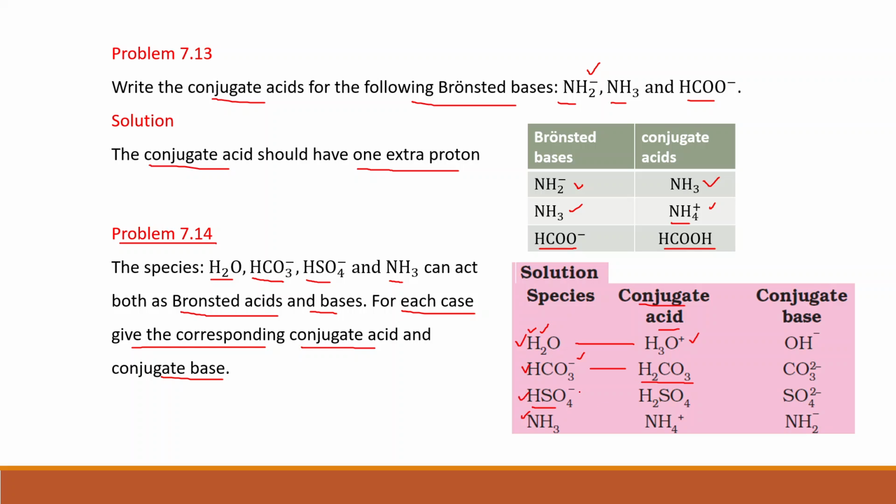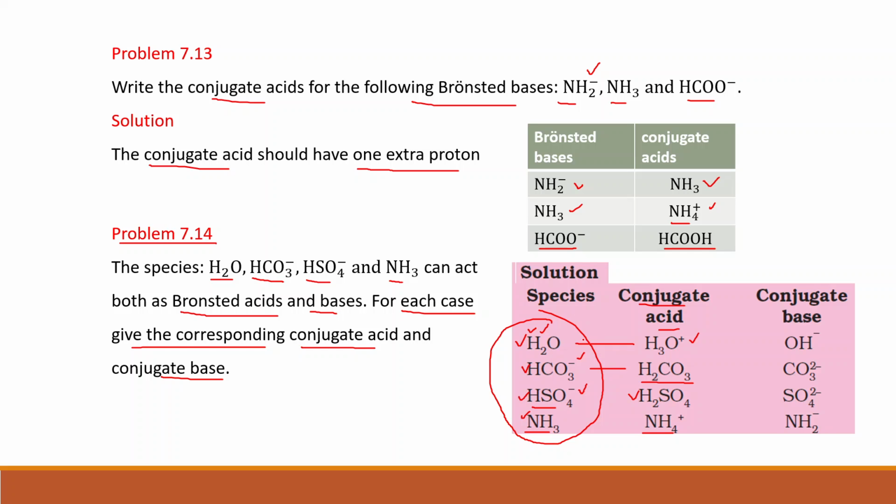HSO4 minus, this is negatively charged. When proton is added to this, we will get the H2SO4. NH3, this is a neutral species. When proton is added, we will get positively charged NH4 plus. Now to find out the conjugate base, assume these are the acids, and acids are the proton donor.